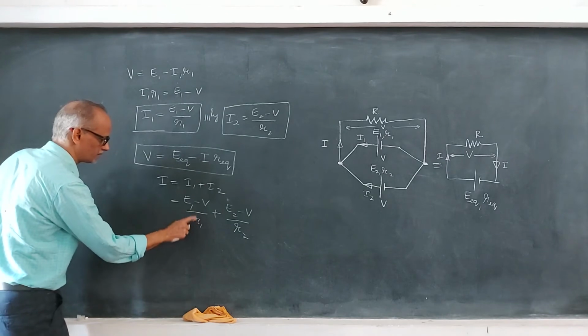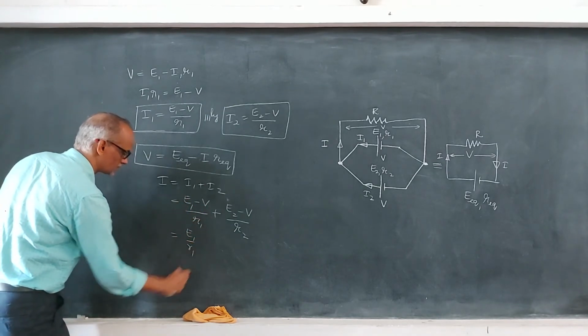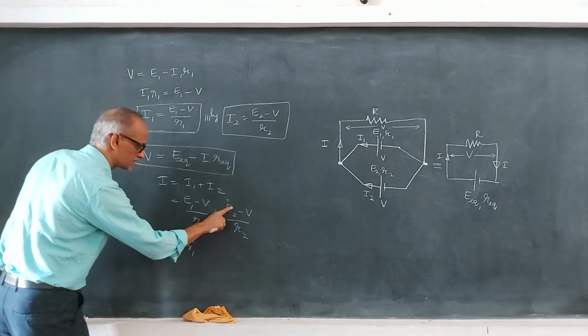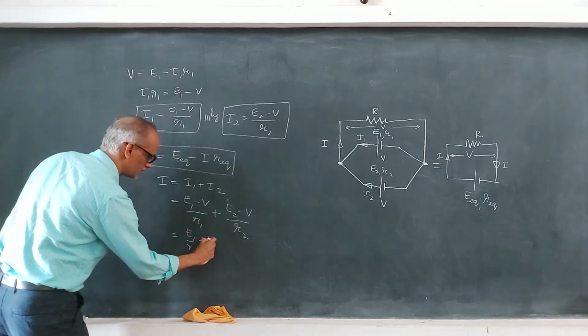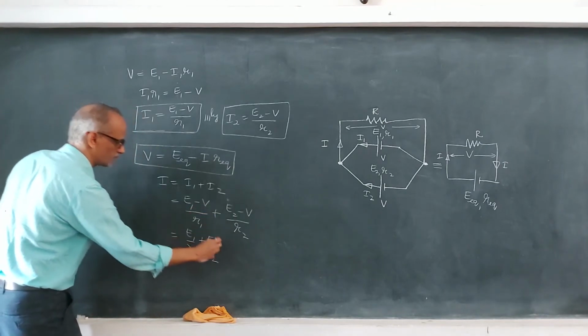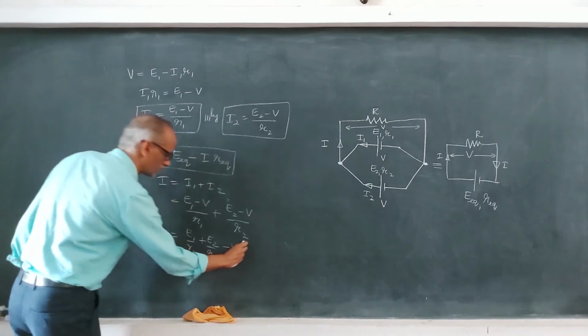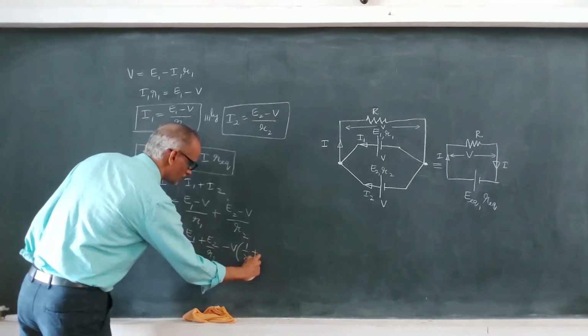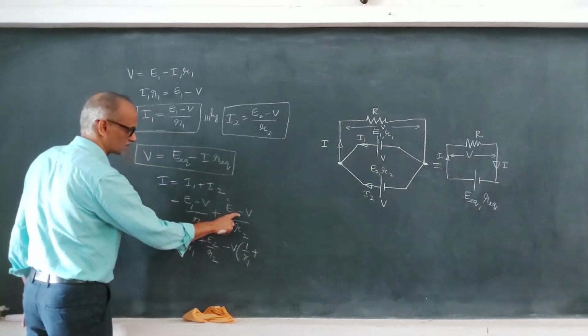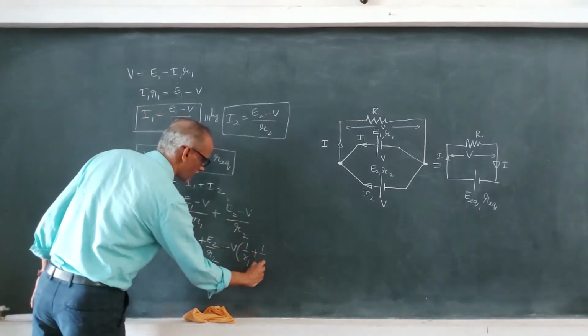Here, when I divide both the terms by R1 and R2, the first term that I am going to get is E1 by R1, plus E2 by R2. Then the second term, minus V, is common: minus V into 1 by R1, plus here also we have that term, minus V by R2. Minus V I have already taken out, so I will get 1 by R2.